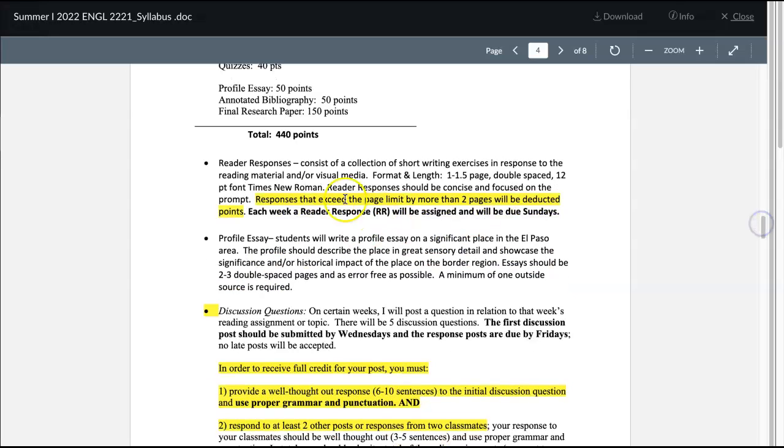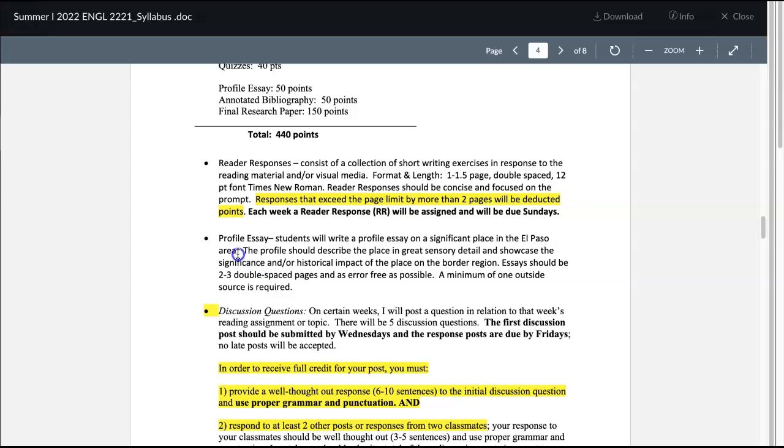So this right here tells you a little bit more information about each assignment. The reader responses should be about one page to 1.5. You really don't want to make them longer than that because they should be very focused and to the point. And usually with the reader responses, I give you a prompt. Either you have to answer only one of those prompts or you have to answer a series of questions. So for the reader responses, please make sure that you read the instructions for each one very carefully because I ask different things depending on the reader response.